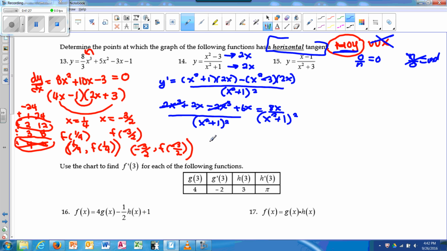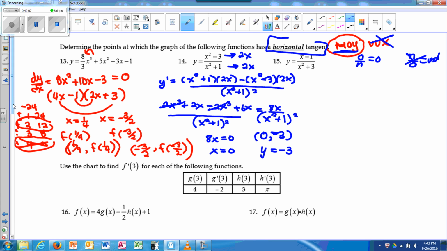So if I distribute 2x cubed plus 2x, I distribute a negative and the 2x. I get negative 2x cubed and positive 6x. It's very nice. Some of it cancels. I get the numerator to be 8x, and the denominator, remember, we never simplify out. So for the horizontal, I only want the numerator equal to 0, so I only get x equals 0.